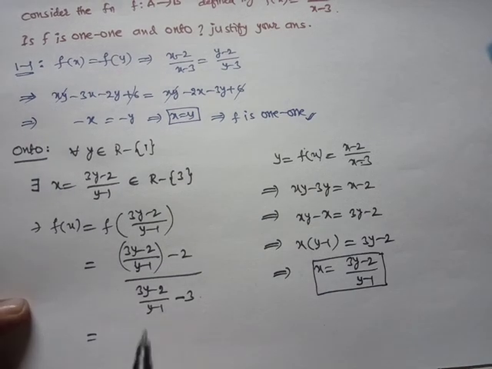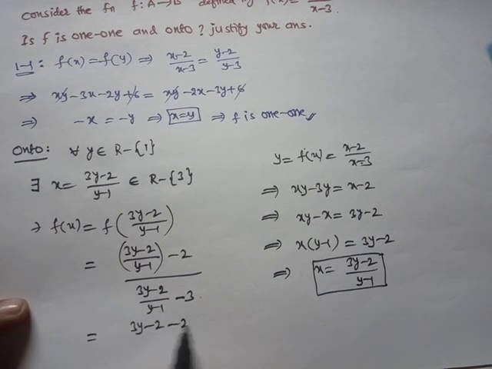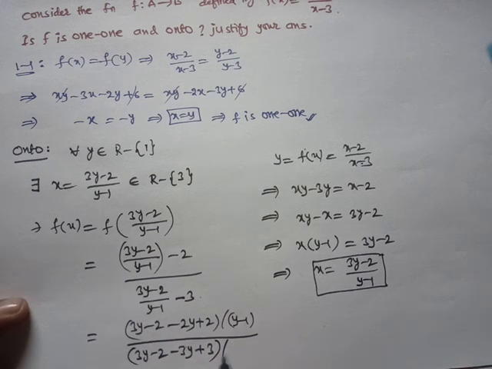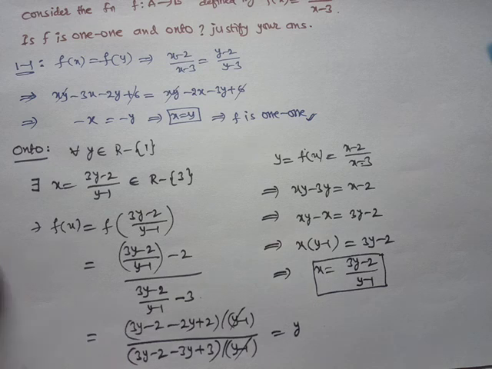Now taking the cancellation, (3y minus 2 minus 2y plus 2) whole thing divided by y minus 1, divided by (3y minus 2 minus 3y plus 3) whole thing divided by y minus 1, both getting cancelled. Now minus 2 plus 2 will cancel, 3y minus 2y is nothing but y, and 3y getting cancelled, plus 3 minus 2 is nothing but 1. No need of taking anything here. So f of x is equals to y you are getting.